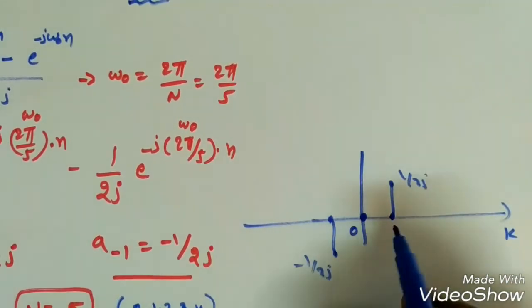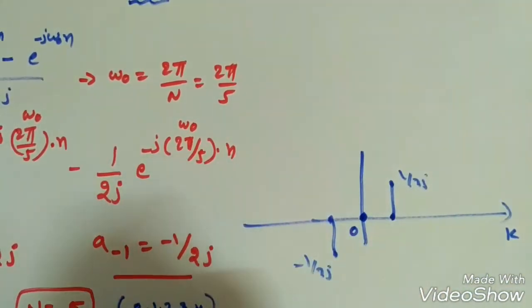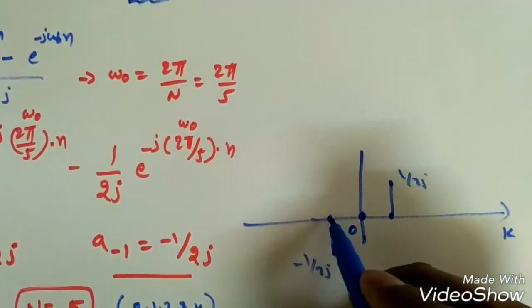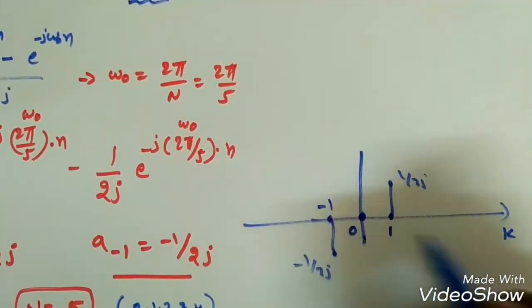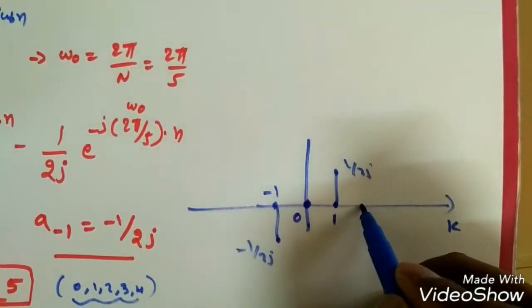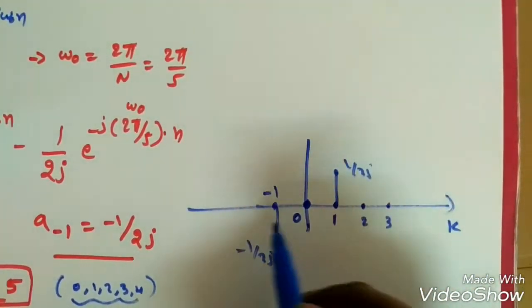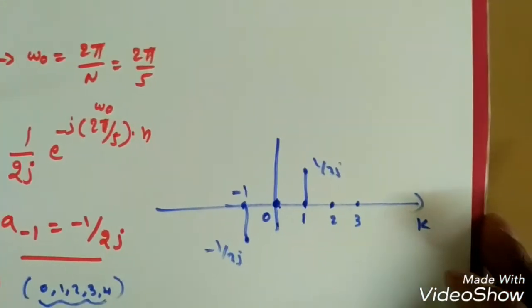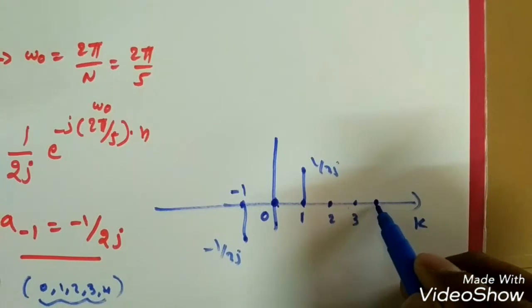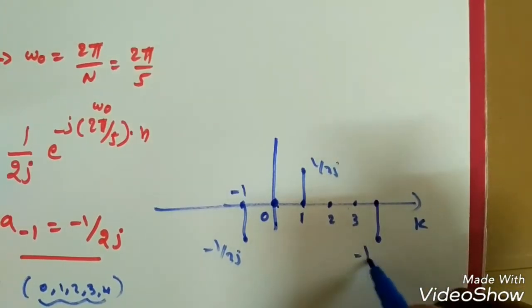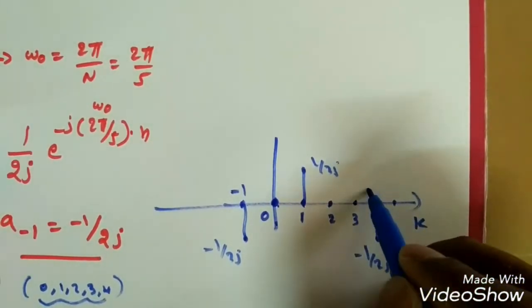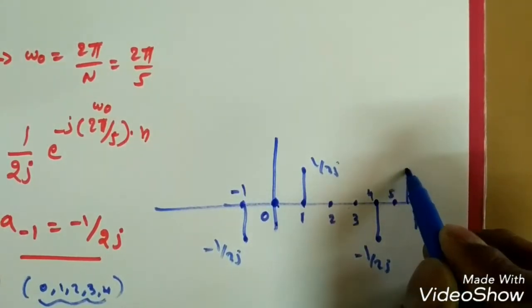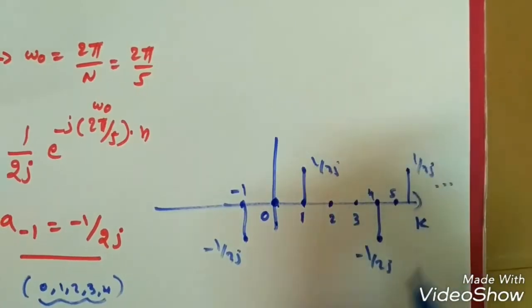Now this will be repeated for N equal to 5, that is, after 5 intervals it will get repeated. So this is from minus 1, 0, 1, then 2, then 3. See, minus 1 to 3 is 1, 2, 3, 4, 5. 5 samples are over. Then from 4 onwards it will be repeated. So 4 means we will get minus 1 by 2j. 5 means we will get 0. Then 6 means we will get again 1 by 2j, and so on.